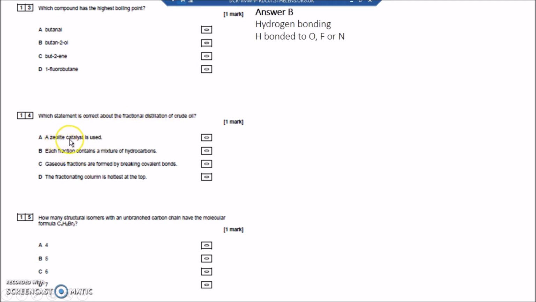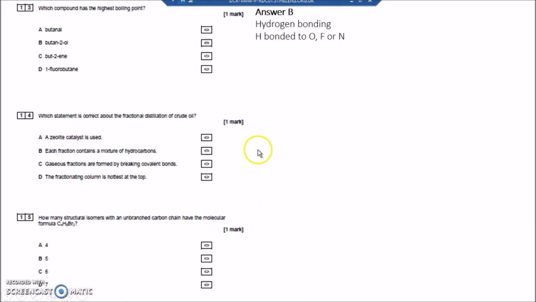Which statement is correct about the fractional distillation of crude oil? Tricky question this. Zeolite catalyst. No, that's used for catalytic cracking, the breaking of long chains into short chains using a catalyst. Each fraction contains a mixture of hydrocarbons. Well, that's true. You might think when you do fractional distillation of crude oil, each fraction, each set of liquids is pure. It's not. It's still going to have a mixture because you're never going to get complete evaporation at any one particular boiling point.